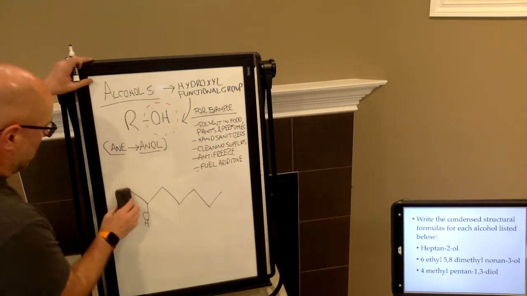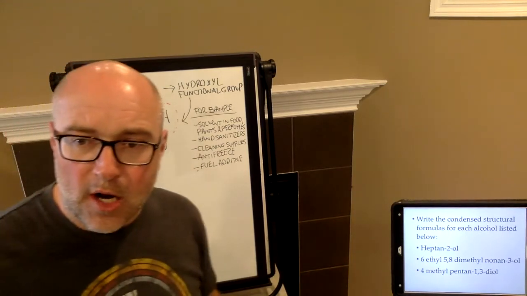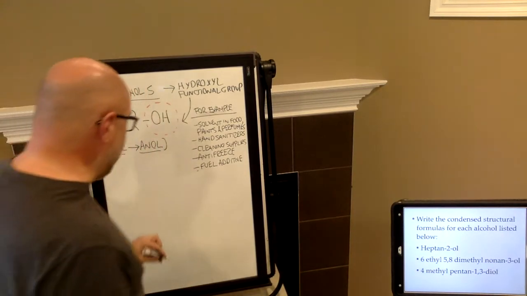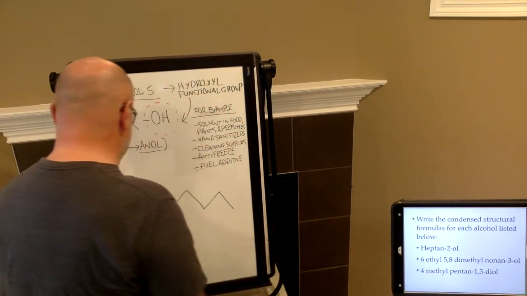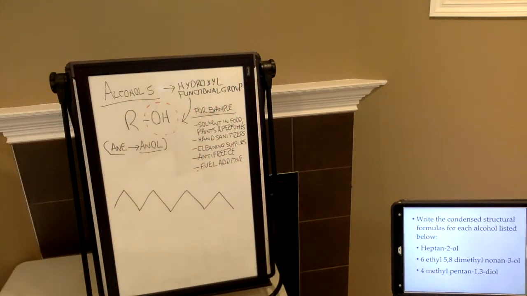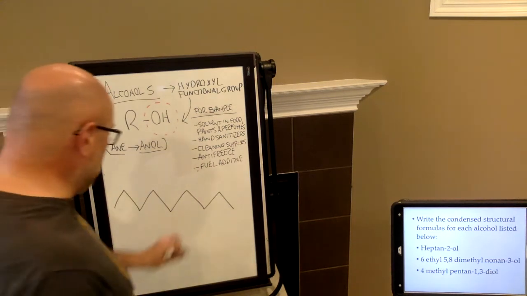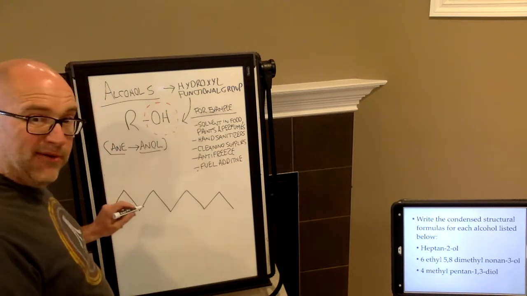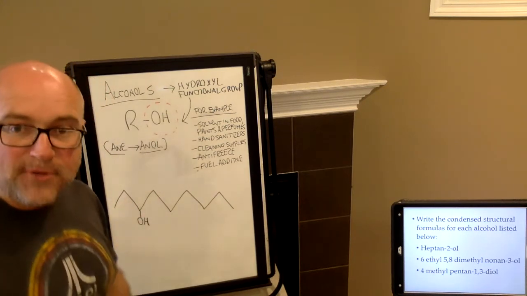Next one's a bugger. Oh, that one's ugly. Side chains galore. I've got a nonane main chain. So 1, 2, 3, 4, 5, 6, 7, 8, 9. There's my nonane main chain. My alcohol, or my hydroxyl group, is at the 3 position. So I'm going to go from left to right again. 1, 2, 3. There's my hydroxyl group at the 3 position.